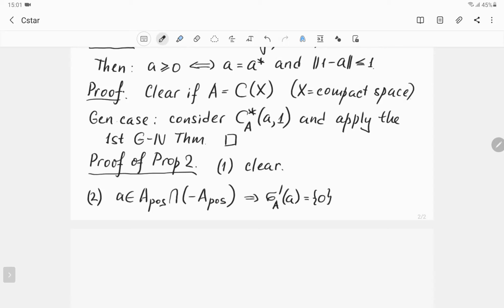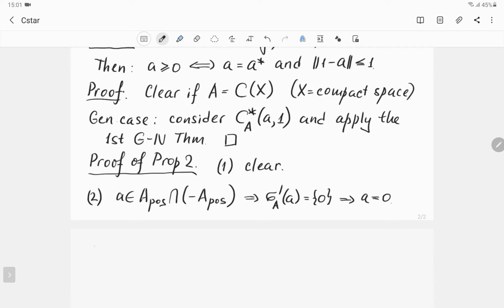But our element is self-adjoint. And for a self-adjoint element, the spectral radius equals the norm. So if the spectrum is 0, this means that the spectral radius is 0, and so the norm is 0. So our element little a is 0. And this proves part 2.